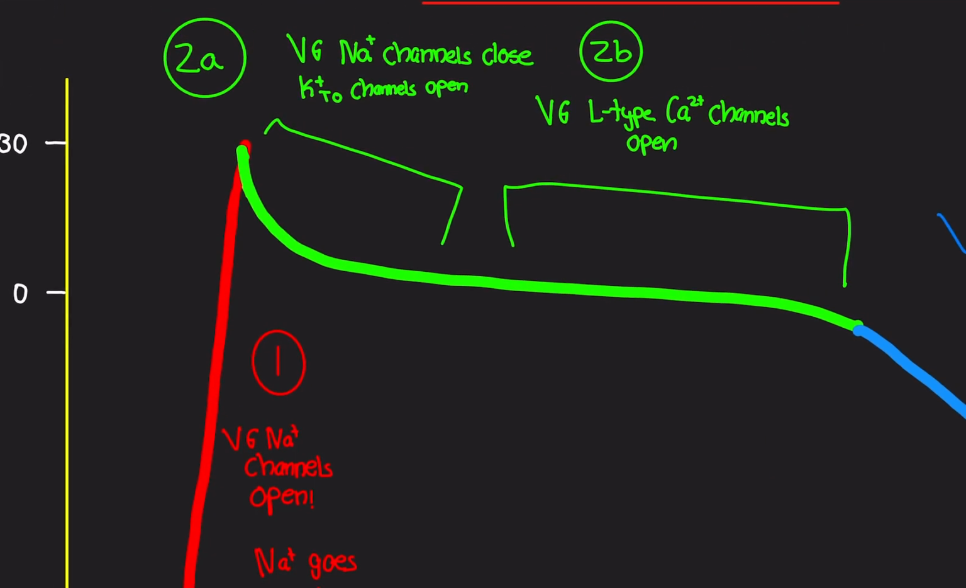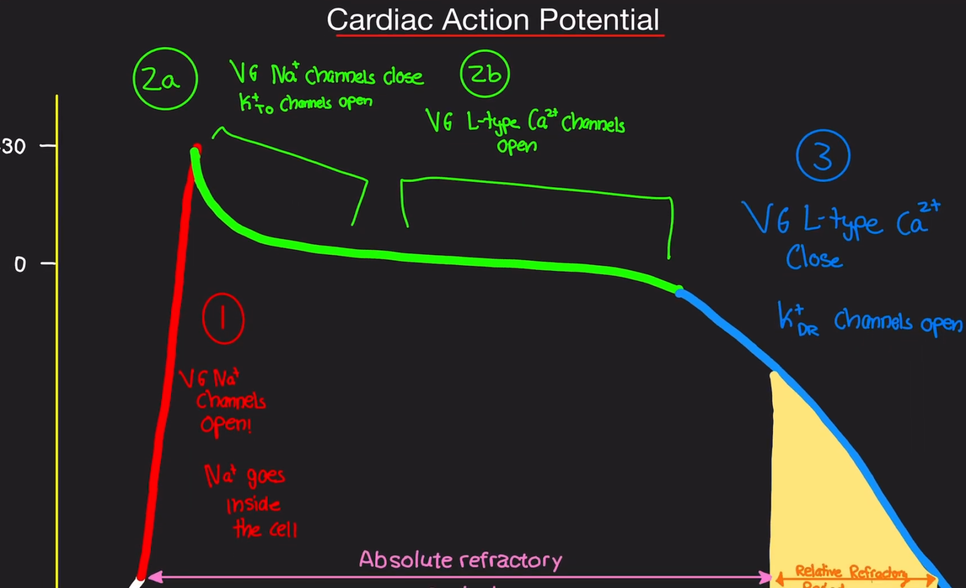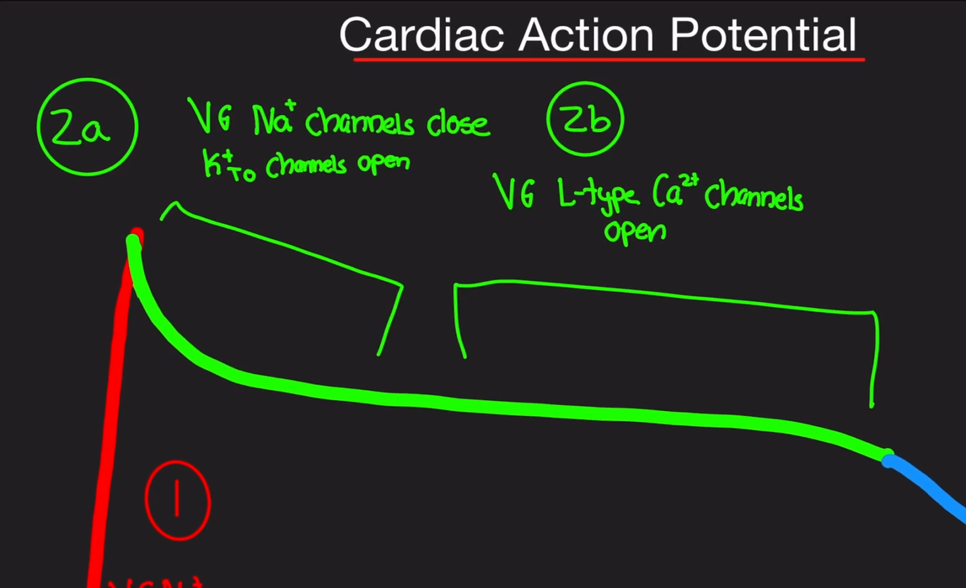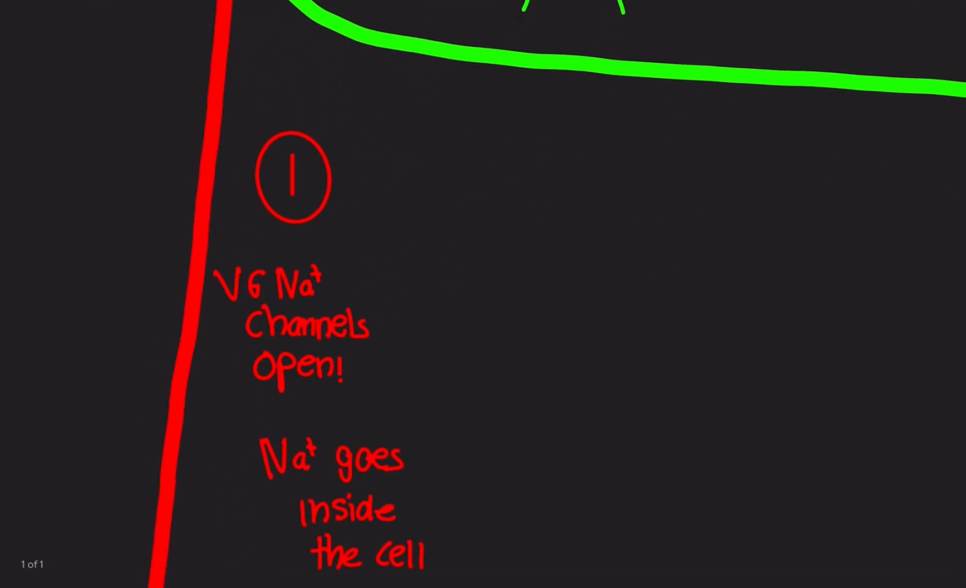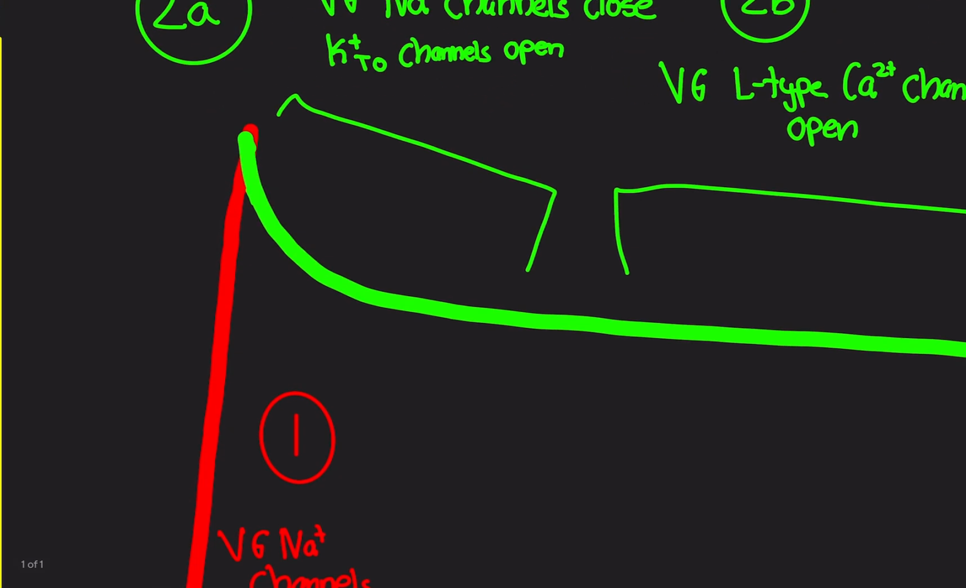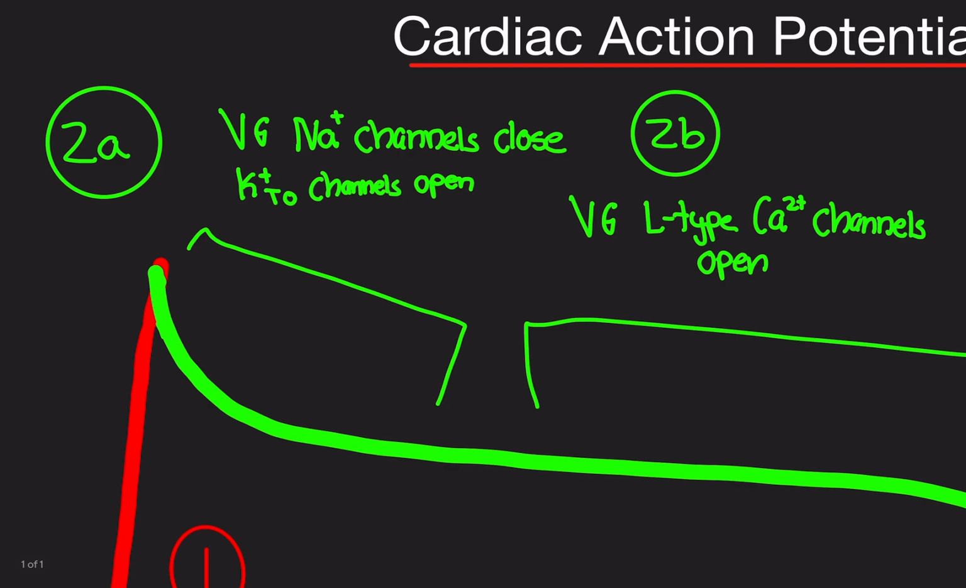Now for part two. Part two is actually divided into two separate parts. The reason is because something happens first and then something else happens, and we're going to go over that right now. When we reach around 30 millivolts, the voltage-gated sodium channels will close. We open the voltage-gated sodium channels here, and we must close them right after. In addition, potassium TO channels open.